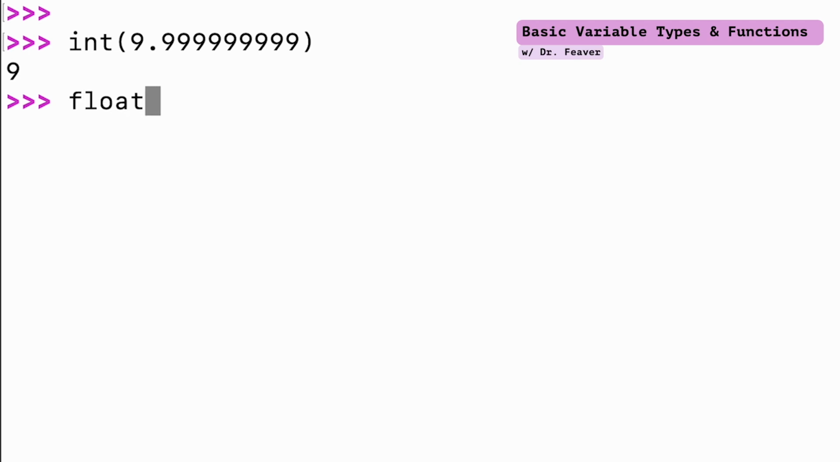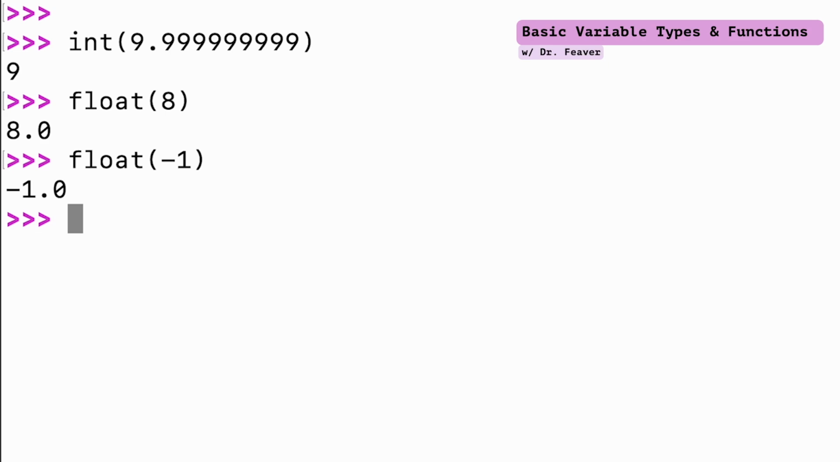I can also change an int to a float. So if I do float of 8, you can see it's made into a float now because it says 8.0. Obviously not as interesting because when we make an int into a float, it's just going to add a .0 onto the end. But we can switch back and forth between these types, and Python allows for this.